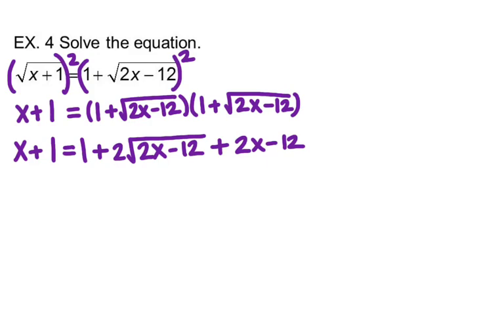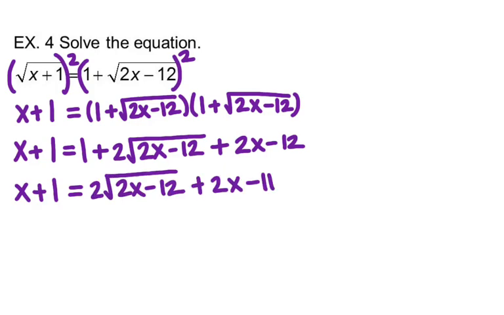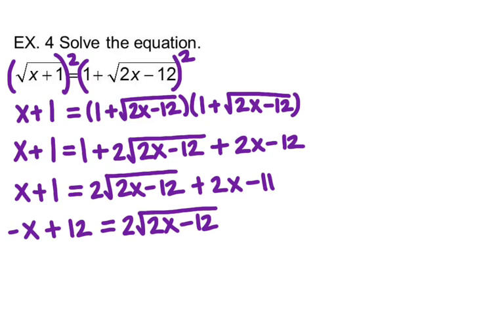So we're going to collect like terms. So I'm going to have x plus 1 equals 2 times the square root of 2x minus 12 plus 2x minus 11. Now I'm going to move anything without the radical to the left-hand side. So I'm going to move the 2x and the negative 11 over. So that's going to leave me with negative x plus 12 equals 2 times the square root of 2x minus 12. We could divide by 2 at this point, but it's going to give me a fraction on the left, and I want to work without fractions anyway.